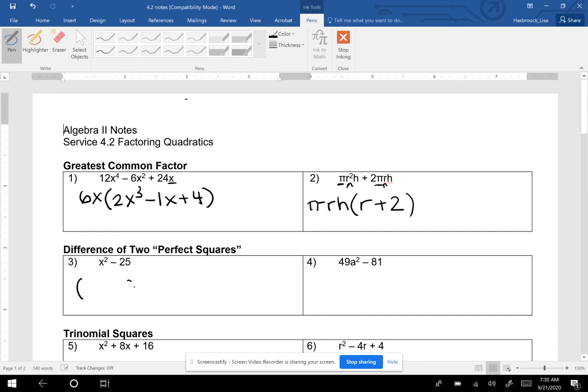Next, we're looking at difference of two perfect squares. When we do this, we're going to be factoring into two sets of parentheses. X squared is x times x, so I'll put an x in the first spot of each set of parentheses. 25 is 5 times 5, so I'll put a 5 in the last spot of each set of parentheses.